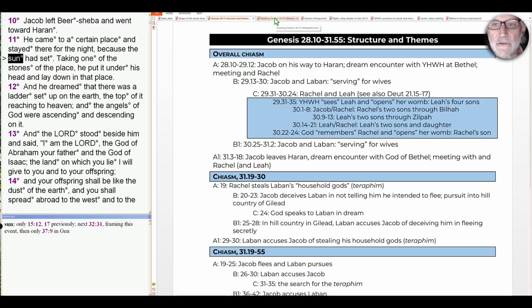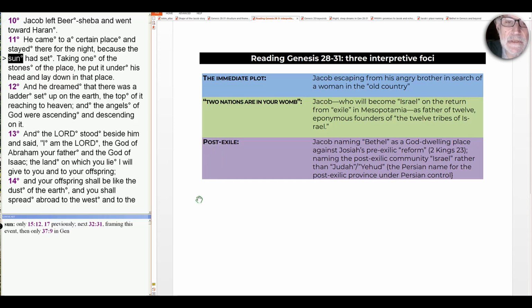As I again looked at in the introductory video, I won't go over it in detail now, but it's important that starting today in this immediate scene, but throughout this unit, we recognize there are at least 3 interpretive foci to go through. One is the immediate plot that we're seeing, the character of Jacob escaping from his angry brother in search of a woman in the old country. But there's also, as we saw back in 25, in the oracle that his mother received, 2 nations are in your womb. So at one level, this is going to be about Jacob, who will become Israel in the chapter after this, in chapter 32.